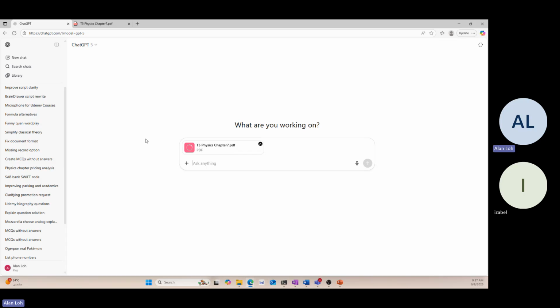Then I'm going to ask ChatGPT to randomly pick 10 MCQ questions and to see how much understanding we have, right? Why do I want to do this? To make sure that it is fair, to assess how much understanding you will get from this entire chapter if you are reading it by yourself, following this BrainDrawer method.